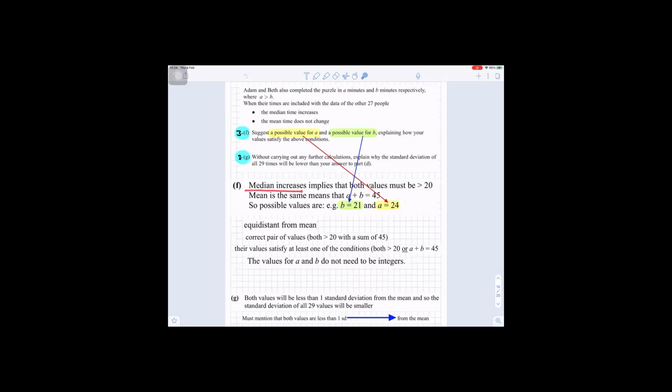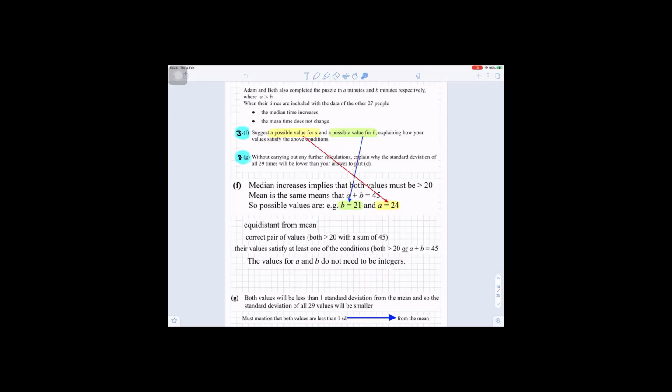So the median increases, which implies that both values must be bigger than 20. The mean is the same, which means A plus B should be 45. So possible values are B could be 21 and A could be 24. Possible values for A would be 24 and for B would be 21.